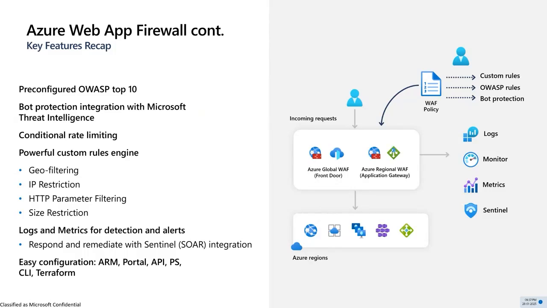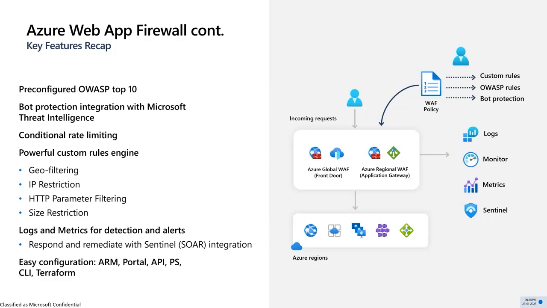The Azure WAF is equipped with pre-configured rules to guard against the OWASP top 10 threats, providing a solid foundation for web application security. The integration with Microsoft Threat Intelligence enhances bot protection, leveraging global insights to block malicious automated threats. On top of this, the conditional rate limiting at the Azure network edge helps manage traffic flow, preventing overload and ensuring service availability. The powerful custom rules engine allows for tailored security measures, while the geo-filtering and IP restriction capabilities add an extra layer of control. The HTTP parameter and size restriction features further refine protection, ensuring only legitimate requests are processed.